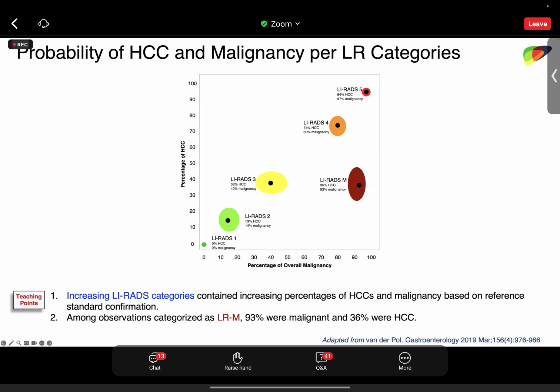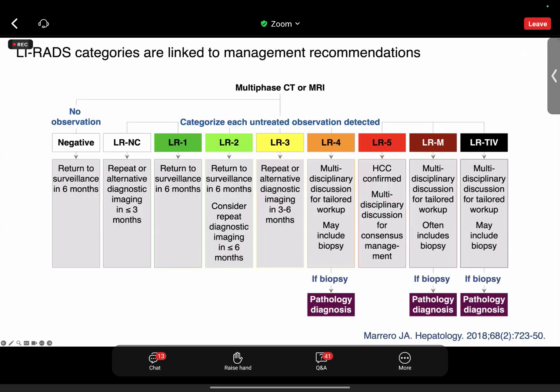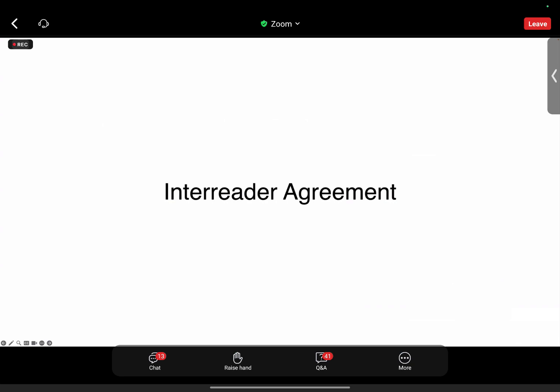It also confirms that the risk of malignancy is high for LI-RADS M, with 93% of malignancy, and it does not preclude HCC encountered in 1/3 of LI-RADS M observations. As mentioned earlier, LI-RADS categories are linked to management recommendations. And now in the final section of my lecture, I will briefly discuss inter-reader agreement.